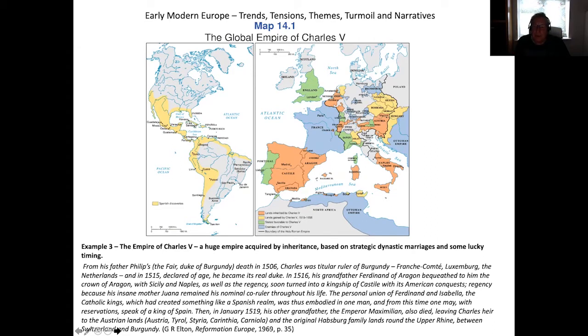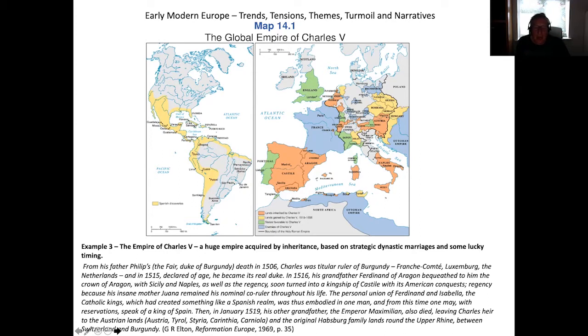Basically he was Duke of Burgundy, although the French king had grabbed that and he kind of lost it, but he kept the name. Franche-Comté, which is the bit of Burgundy that was in the Holy Roman Empire, Luxembourg and the Netherlands, okay? And in 1515, declared of age, he became its duke. In 1516, his grandfather, Ferdinand of Aragon, bequeathed to him the crown of Aragon with Sicily and Naples. Ferdinand and Isabella had married, and that united Castile and Aragon, which you can see on the map, almost uniting the whole of Spain. And he got that when Ferdinand died.